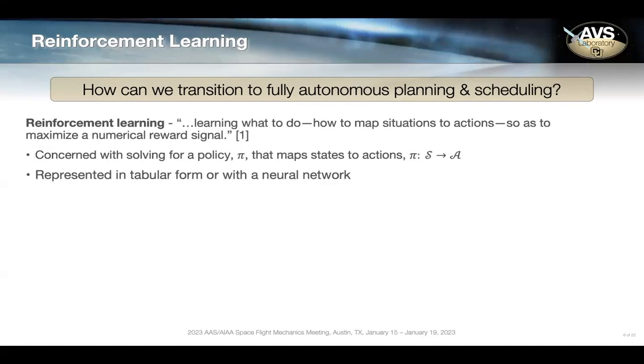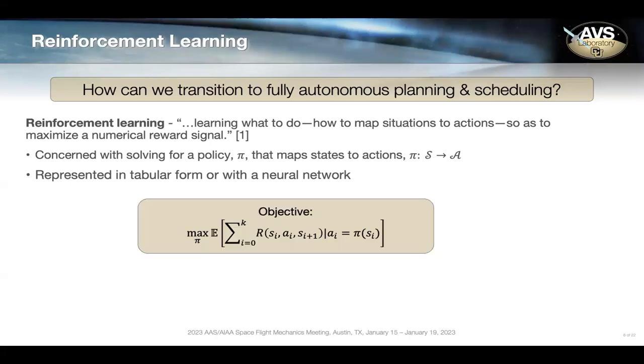So what exactly is reinforcement learning? Well, it's basically just learning how you can map situations to actions, or states to actions, to maximize a numerical reward signal. And what we're concerned with solving for is some policy pi that maps our states to our actions. And this policy can be represented in a tabular form, or most popularly with a neural network. And so this is kind of the objective in solving an RL problem. You're trying to solve for the policy pi that maximizes the expected value of the sum of all future reward while you follow that policy.